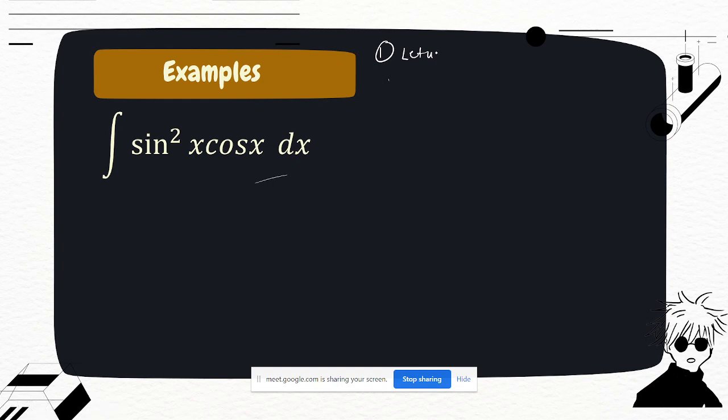So, if we let u be equal to sine squared x, what would happen? We will have du equal 2 sine x cosine x dx. What's our simplified form? Integral ng u cosine x dx. Tama? Tama ba? So, paano ko makakancel si cosine x dx?